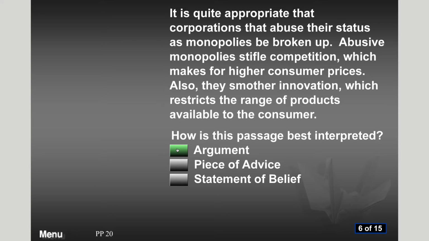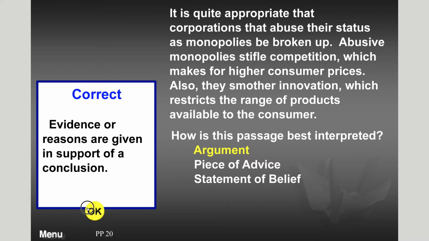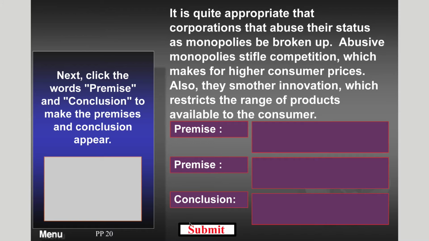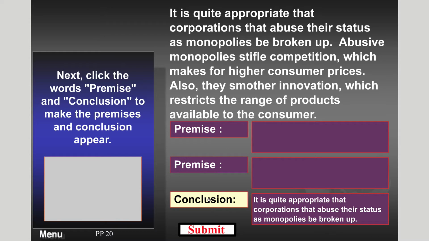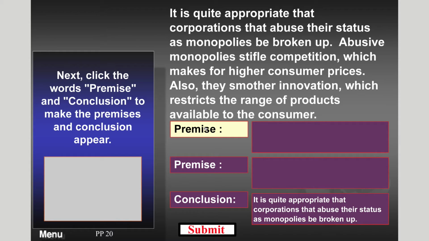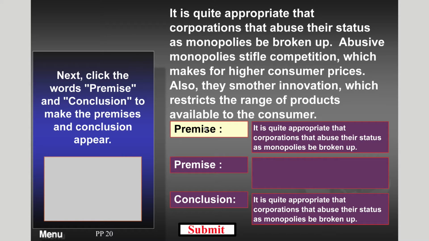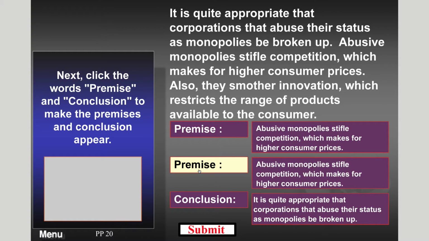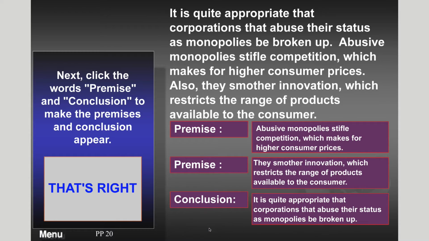This is indeed an argument. And again, I said that this is well known in economic theory, but this is an argument giving reasons for why there should not be monopolies. Evidence or reasons are given in support of that conclusion. So, it is quite appropriate that corporations that abuse their status as monopolies be broken up. There are people that argue against that. It's not generally accepted. So, we have to say why. Abusive monopolies stifle competition, and we might say that they smother innovation, which restricts the range of products available to the consumer.